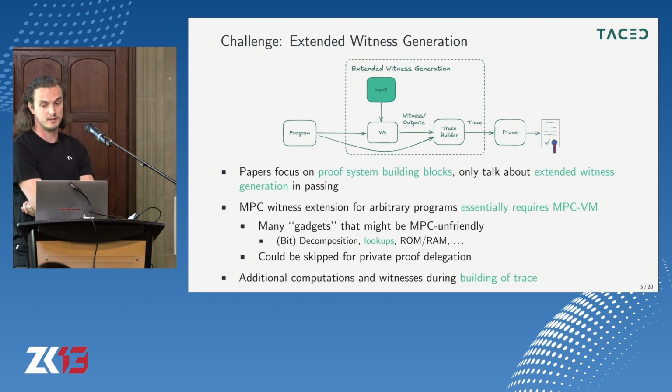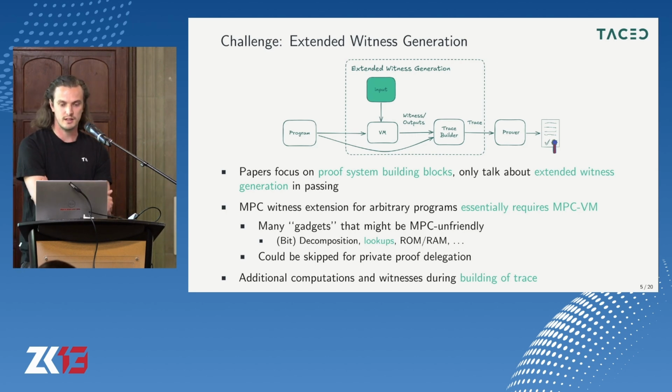So this basically requires an MPC VM. We have stuff we have to do there like bit decomposition, lookups, ROM-RAM operations, etc. The good thing is if you're just doing private proof delegation, you don't have to care about these things. And then the other part, which belongs to this extended witness generation, is the trace building. So where you have to do additional computations and witnesses on those witnesses and put this into the trace.